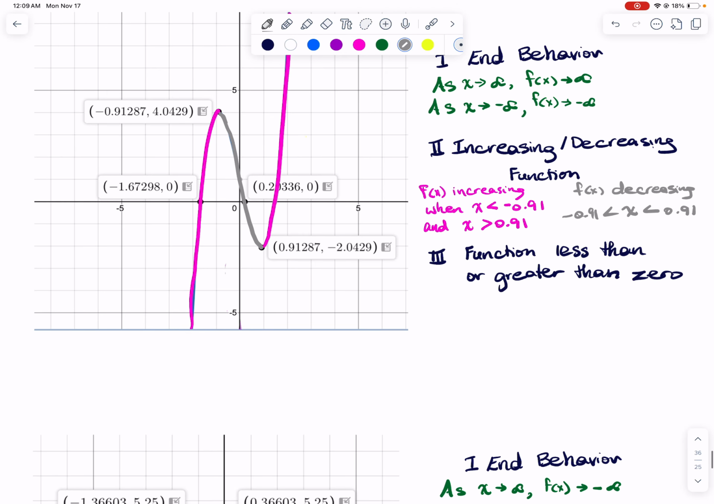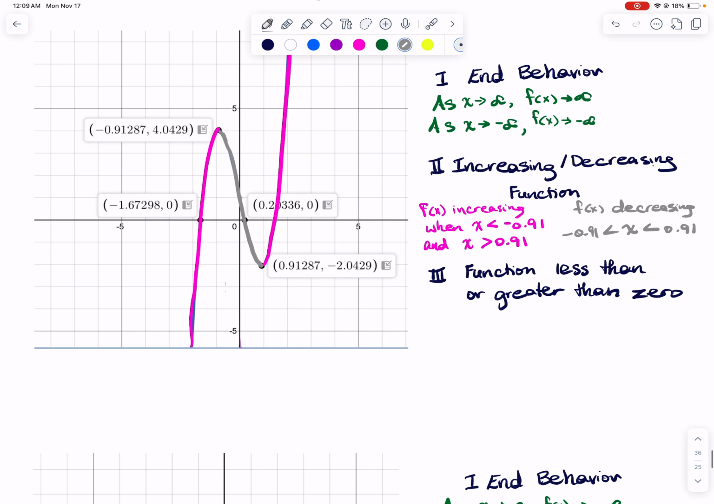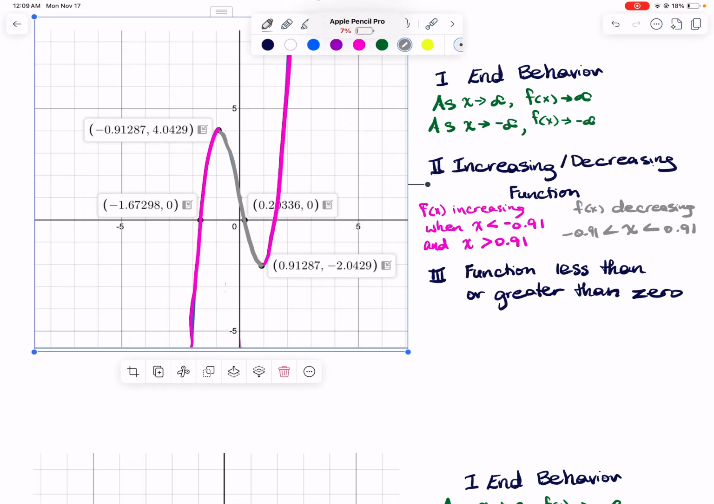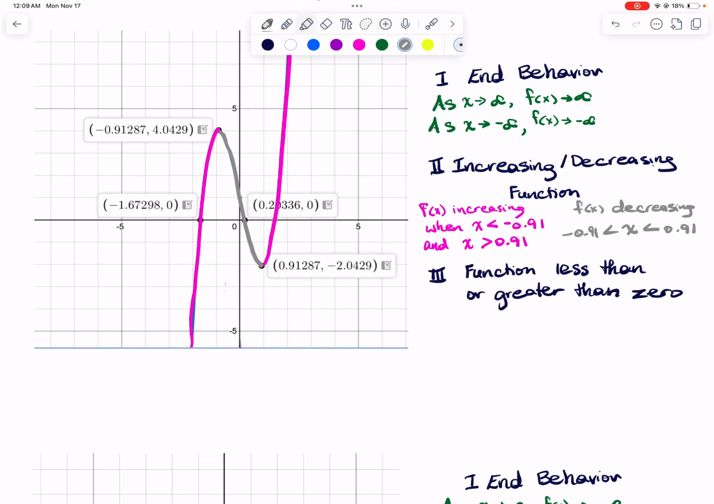And so now all we have left is to look at where the function itself is less than or greater than 0. And so that's just a fancy way of saying where is the graph higher than the x-axis, because the x-axis is that 0 mark. So where is our graph higher? I'll trace this in blue. Higher than the blue. That's where our graph is greater than 0.